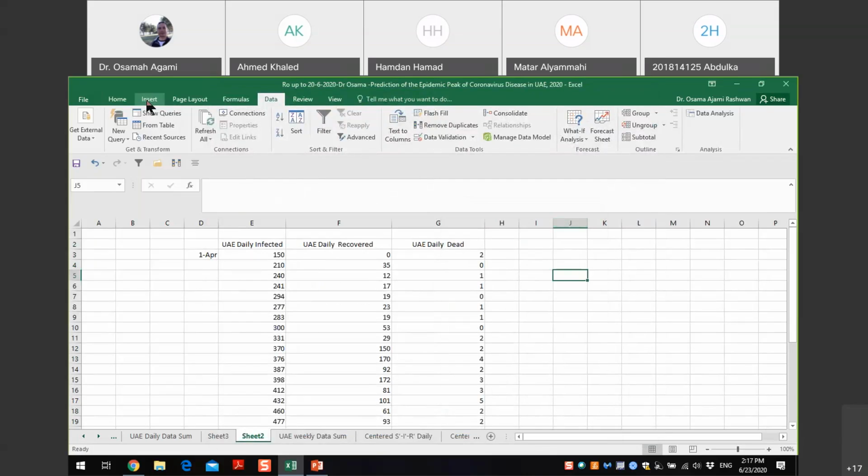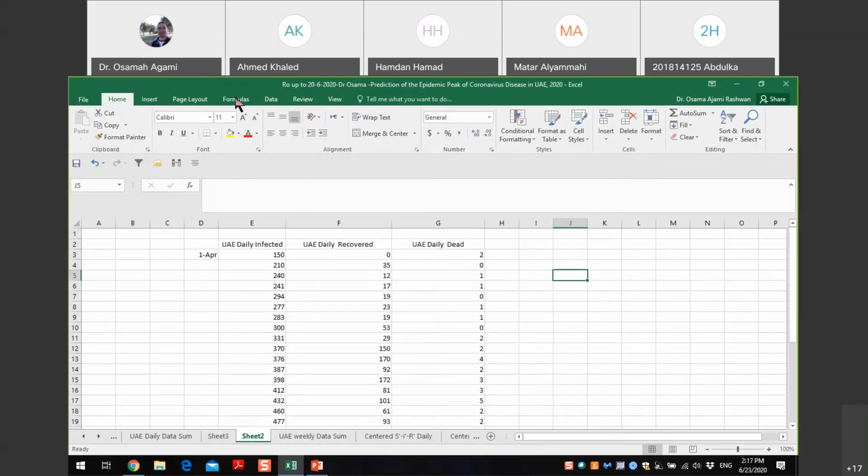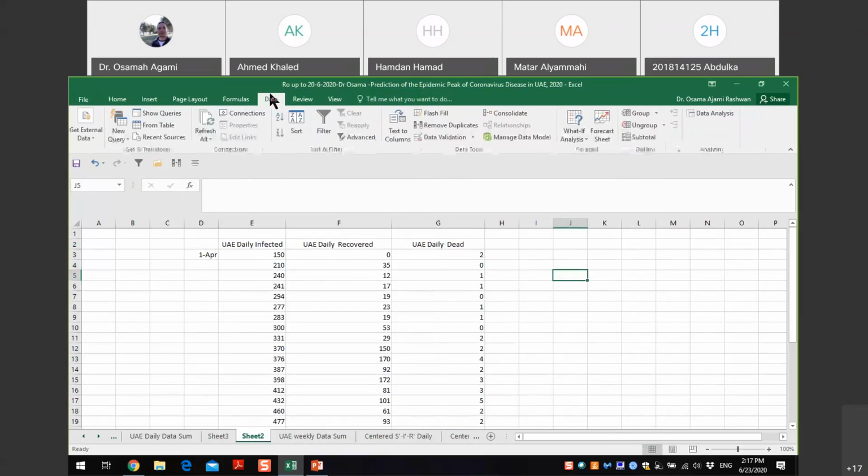Now, if you go to insert or home or file, you will never see the data analysis, right? But if you go to data, yes, you can see the data analysis. So I'll go for data analysis. Now, how to find the descriptive analysis for this one, the value of the central tendency measurement and variation measurement, for more than one variable in one go? Yes.